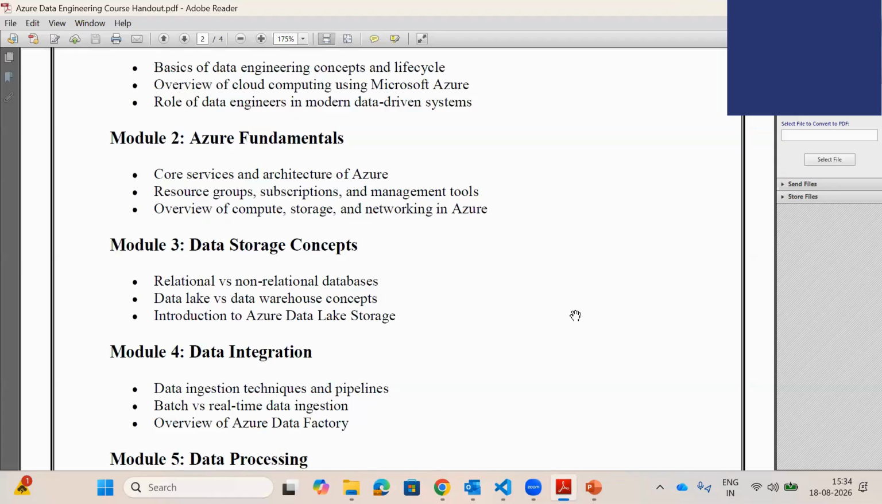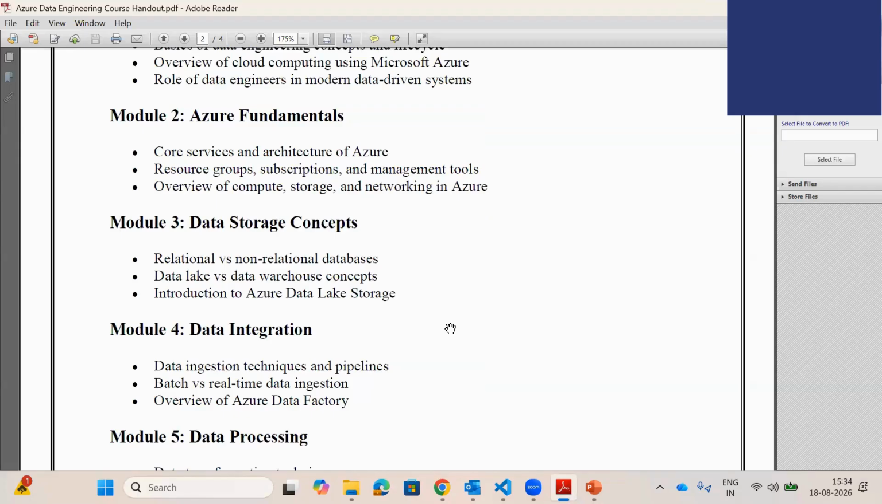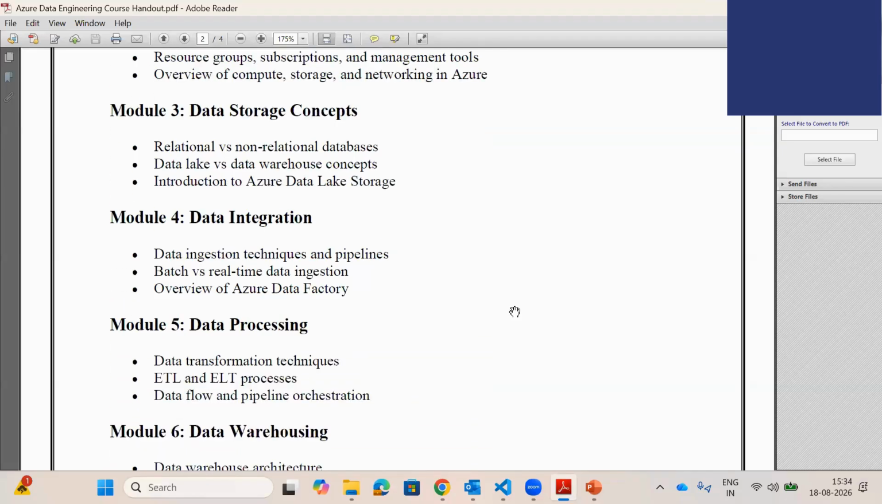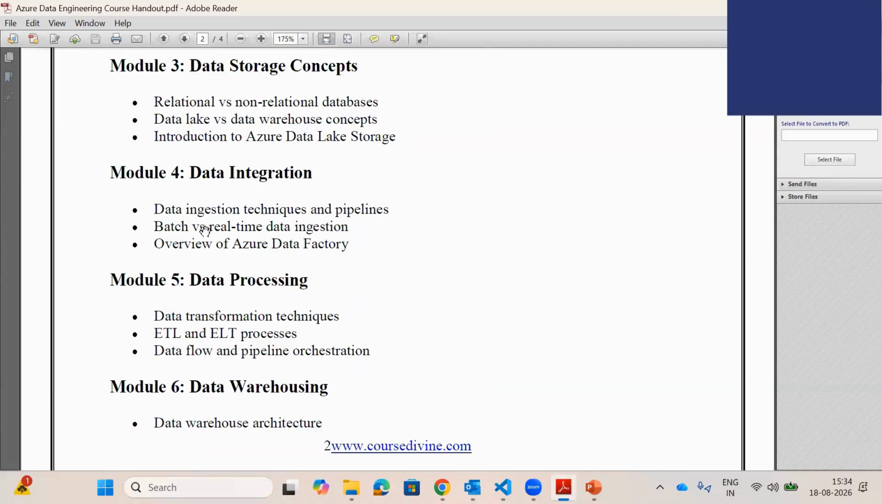Then Azure Data Lake is storage. This is the service we will see in detail, because when you learn about Synapse, there we are going to use the data lake as storage. Then data integration, where we are talking about the data integration technique and pipeline. So integrate the data from multiple sources to Azure and keep the pipeline real time data.